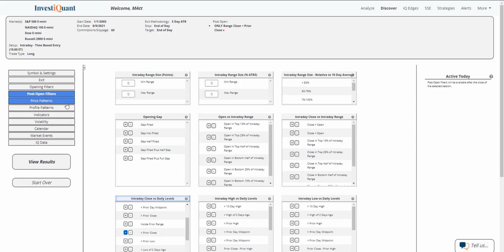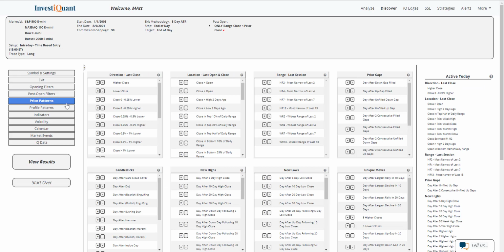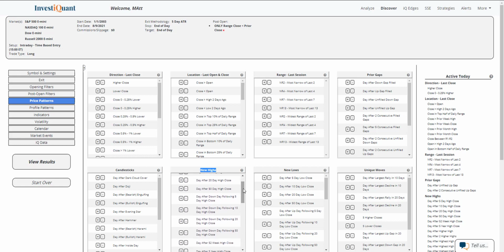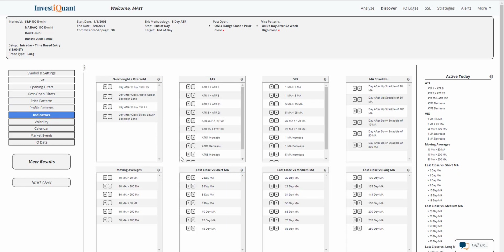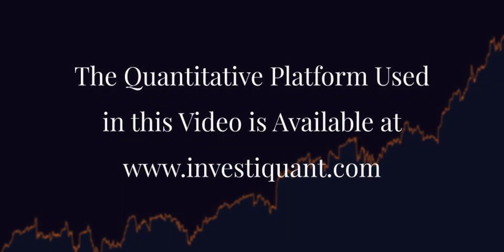Next, I'm going to go into the price patterns. I'm going to say that the prior session was a 52-week high close. I can find that here in the new highs category. If I scroll down just a little bit, day after a 52-week high close, hit equals next to that. And then I can also add the indicators here like I normally do of above a 10, above 200. Not really needed in this instance, but I'm going to go ahead and put it there anyway. And now I'm going to click View Results.